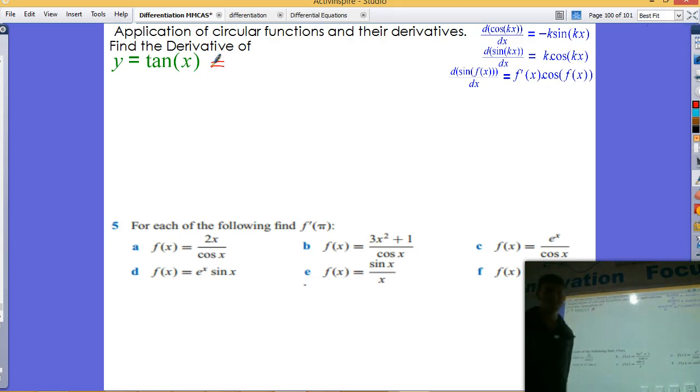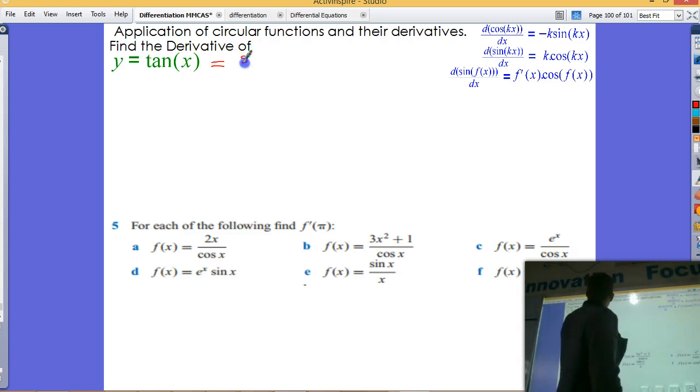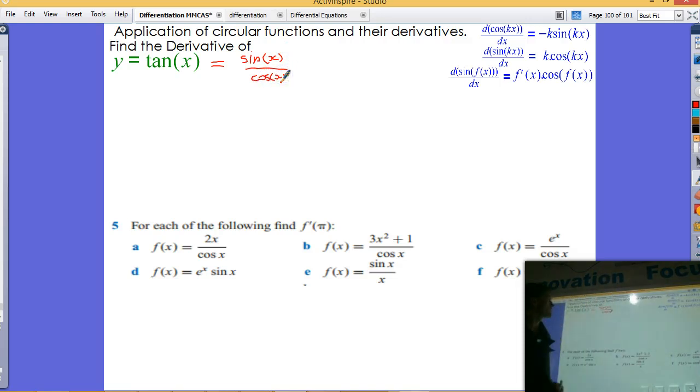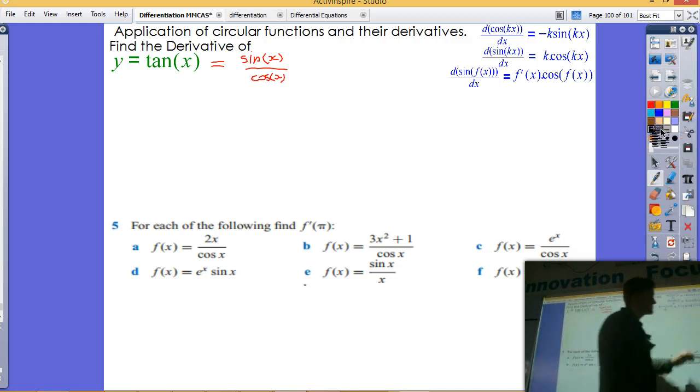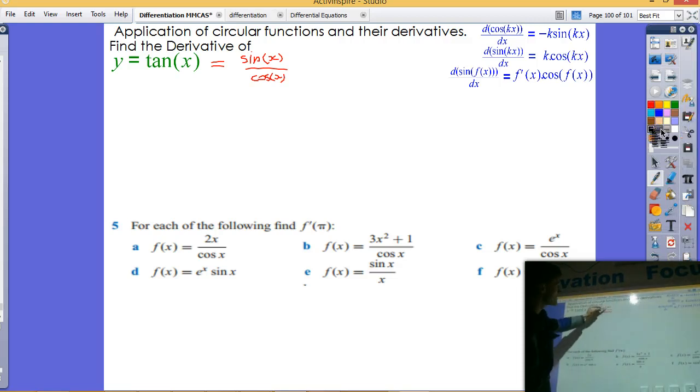First, let's think about what is tan of x. Tan of x can be expressed in terms of two other trig functions. We have sine of x divided by cos of x. Okay, that is a fundamental rule for the tan of x function. Now, from that, I get a rational function. It's like a division. I have to use my quotient rule when I'm differentiating.